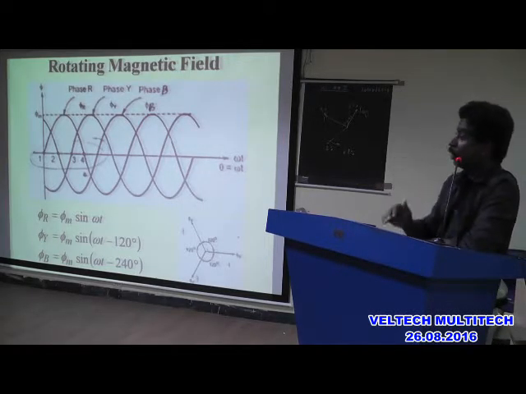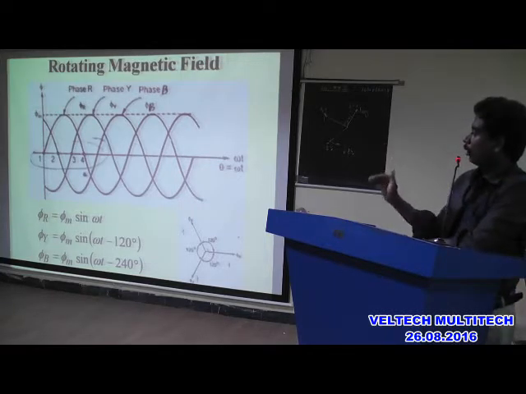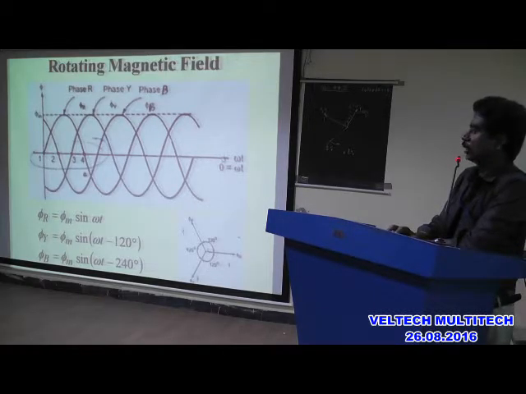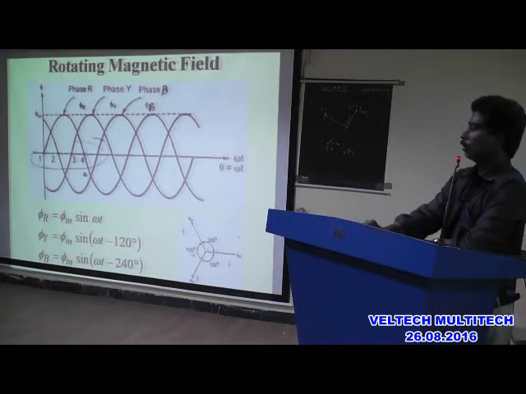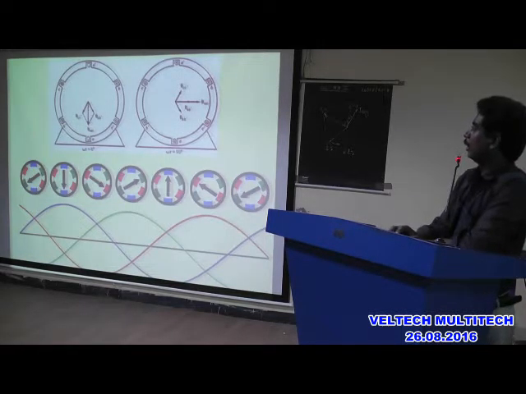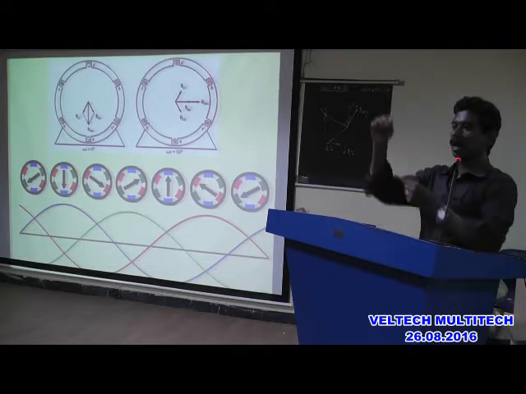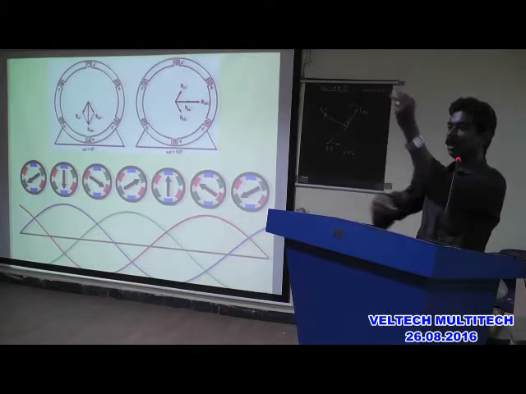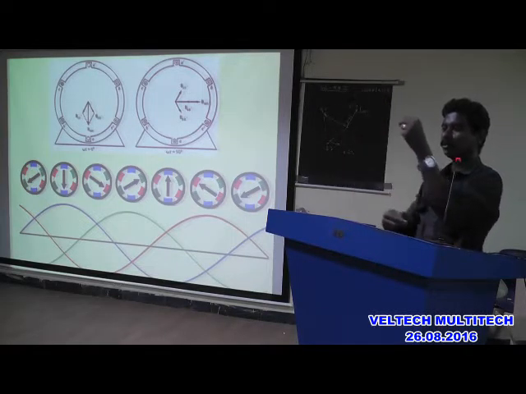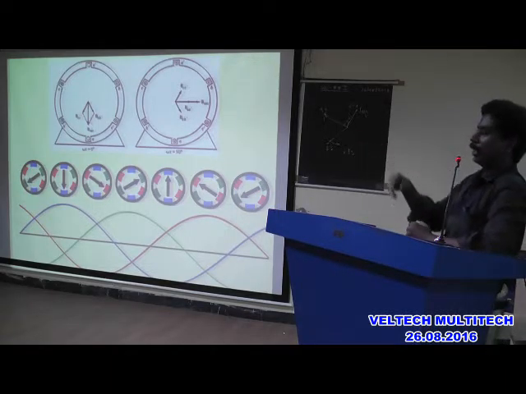Similarly, any alternating quantity can be represented in three ways: as a waveform, as an equation, or as a vector. This is the waveform representation of a three-phase system, this is the equation representation, and this is the vector representation. Now you can have the rotating magnetic field, which rotates like that. The N pole and S pole will rotate. In an alternating magnetic field, N and S here, at the next instant N comes to the lower side and S goes to the upper side; like that it alternates. Here, it is the rotating magnetic field.